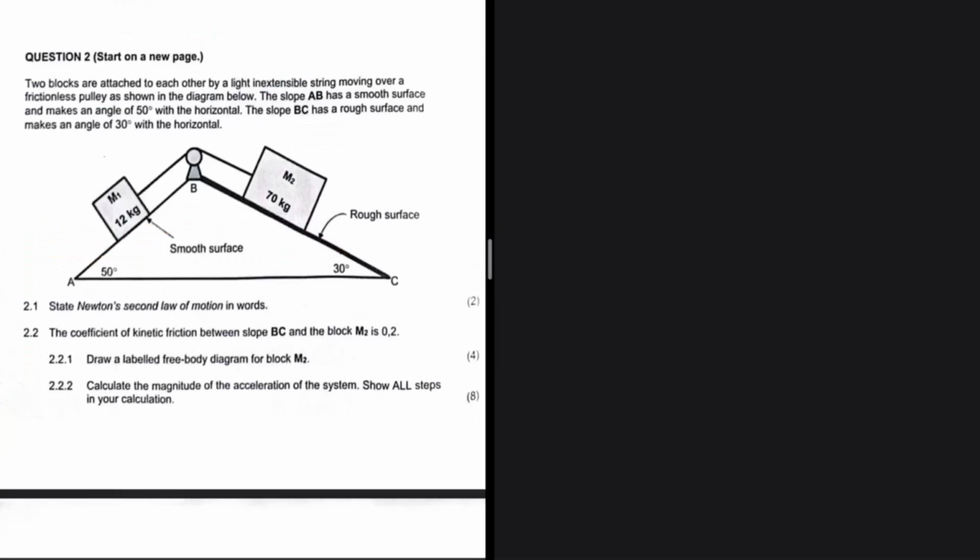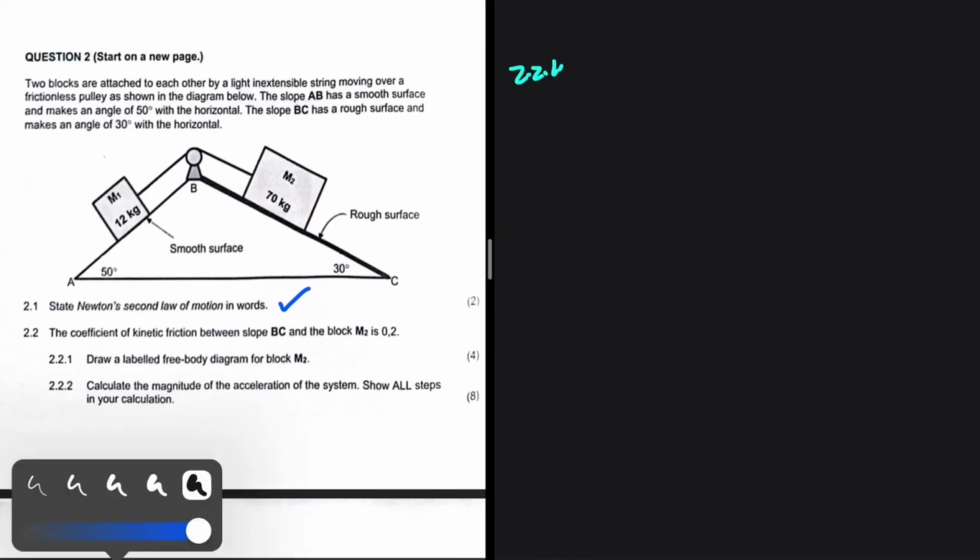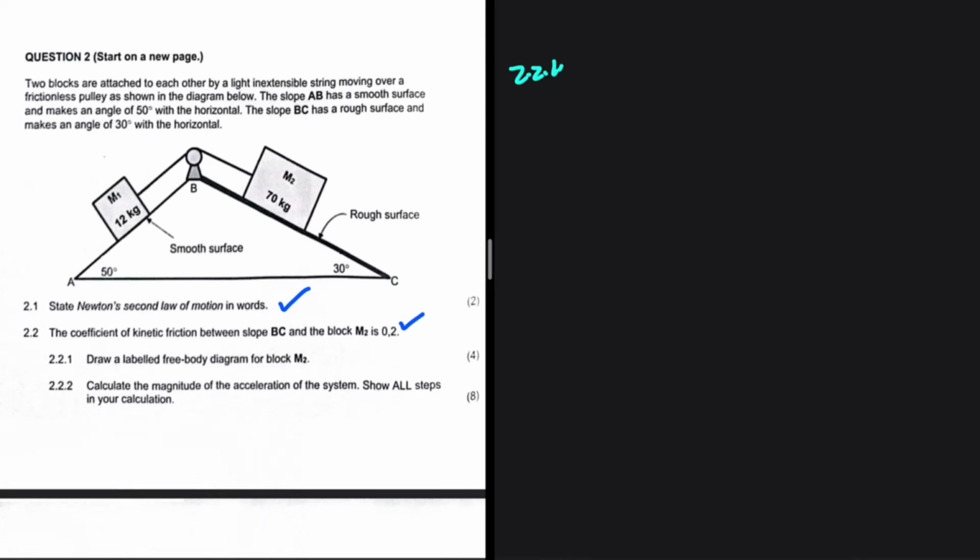I think I've defined Newton's second law of motion more than 100 times. So for this video, let me just skip it. Only these ones. Let's start with 2.2.1. The coefficient of kinetic friction between the slope BC and the block M2 is 0.2. Draw a labeled free body diagram for block M2.